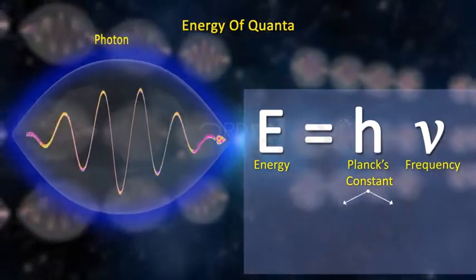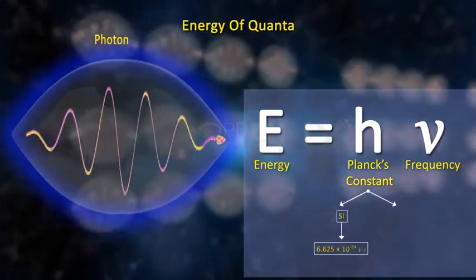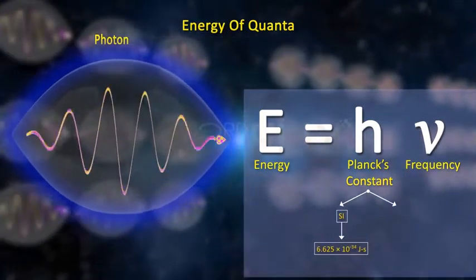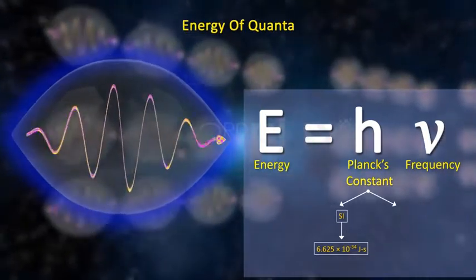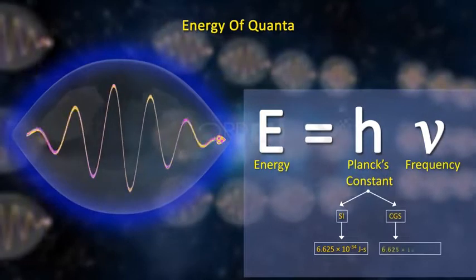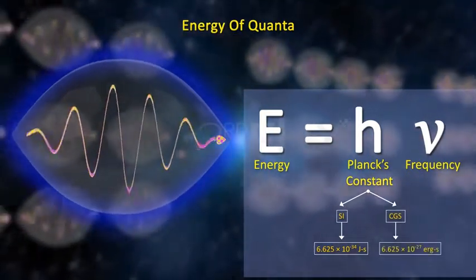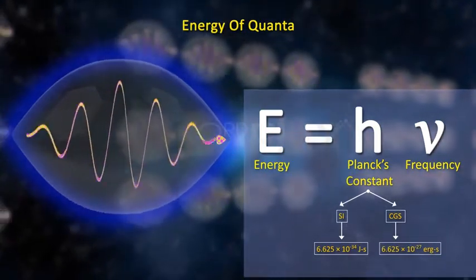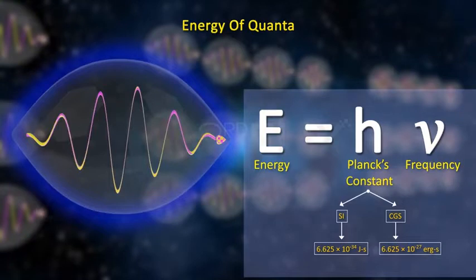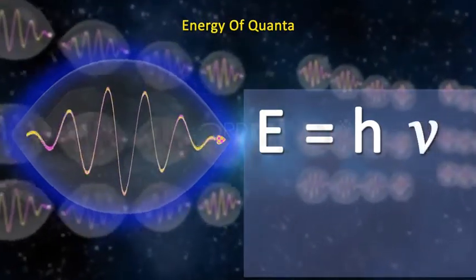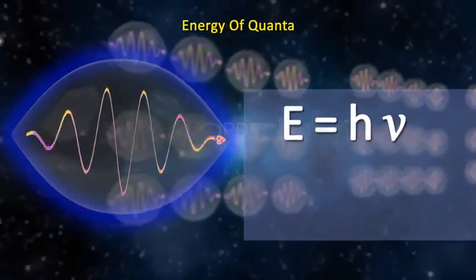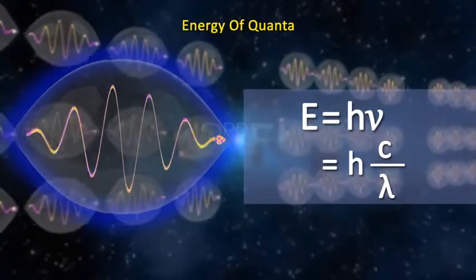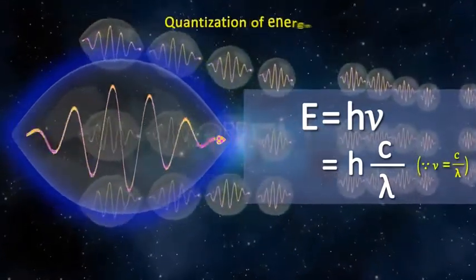The value of Planck's constant in SI system is 6.626 × 10^-34 joules second. In the CGS system, it is equal to 6.626 × 10^-27 erg second. In terms of velocity and wavelength, energy can be expressed as E equals hc by lambda, as nu is equal to c by lambda.